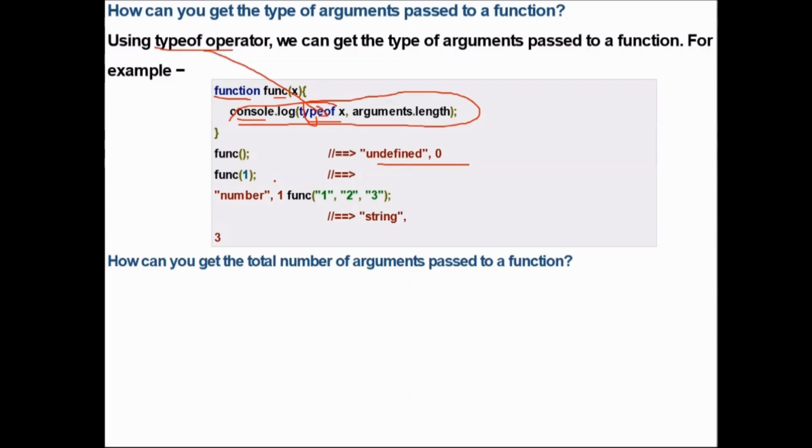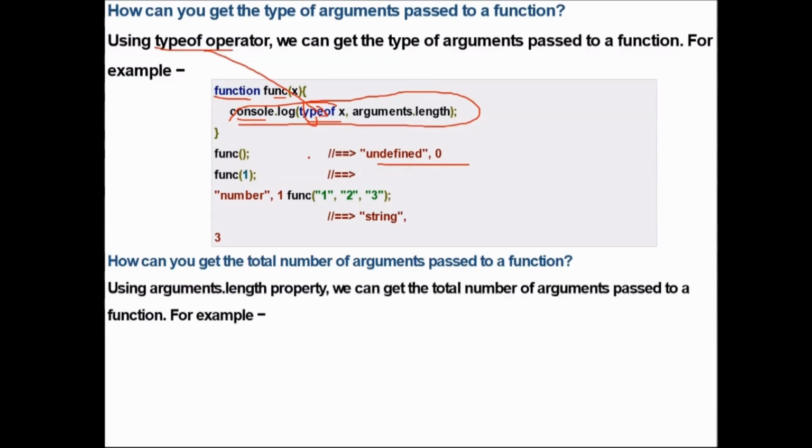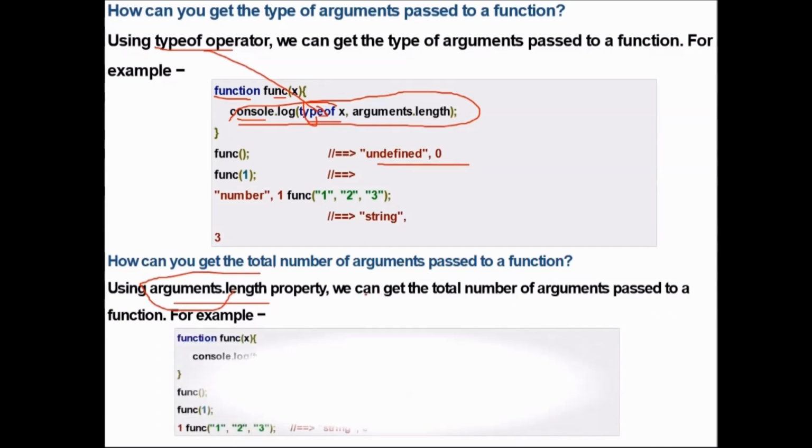So how can you get the total number of arguments passed to a function? How can you do it? Using the arguments.length property. You don't know how many arguments there are. You just write arguments and dot with length. With this arguments.length property, we can get the total number of arguments passed to a function. For example, this is a function. Func name is x, console.log, typeof x, and arguments.length.